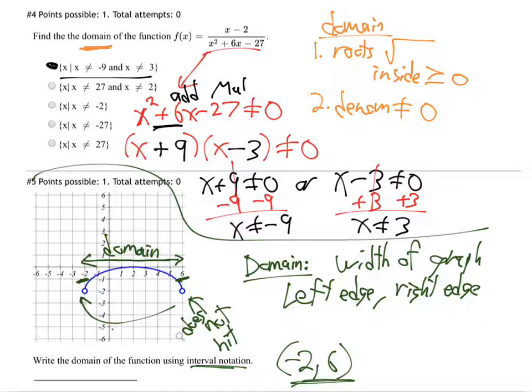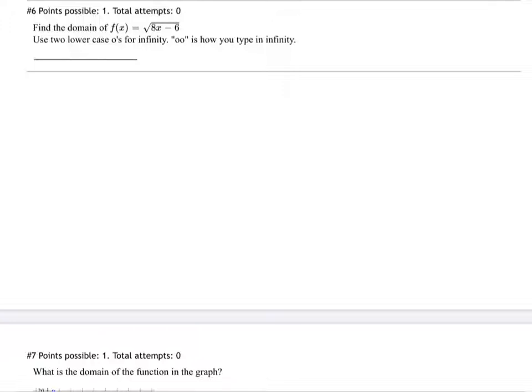domain. The domain is the width coverage, left edge to right edge, how wide the graph is. Because that's x values. Remember, domain is x values? That's the x-axis coverage, isn't it? That's the x values. Questions on that one? So let's see what else they get.